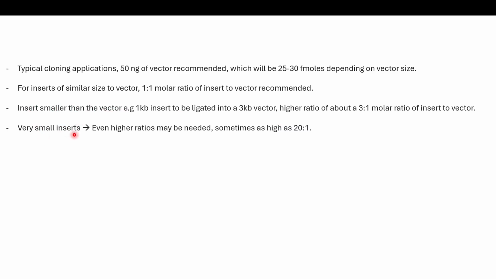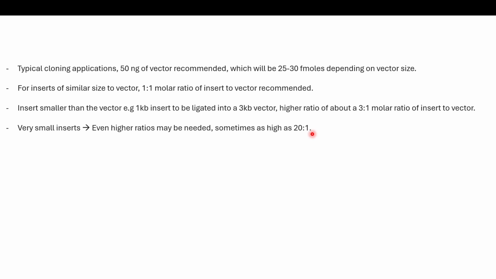Now, in cases where the inserts are really small, like maybe 100 bases or in the range of 2 digits, even higher ratios can be used, like 20 is to 1. So when we talk about 20 is to 1, 20 is the insert amount, 1 is the vector amount. Okay.